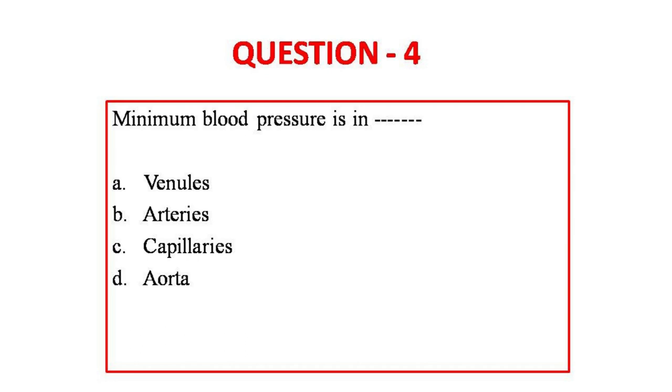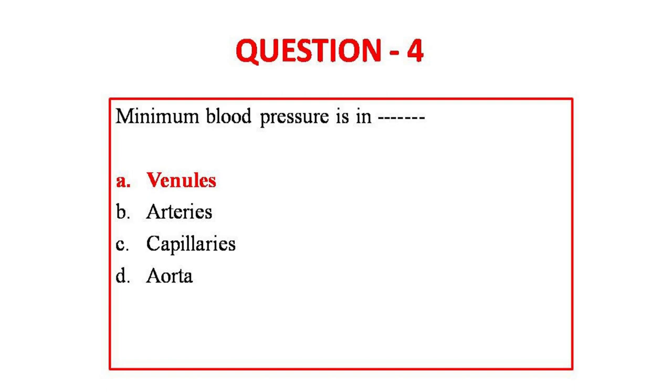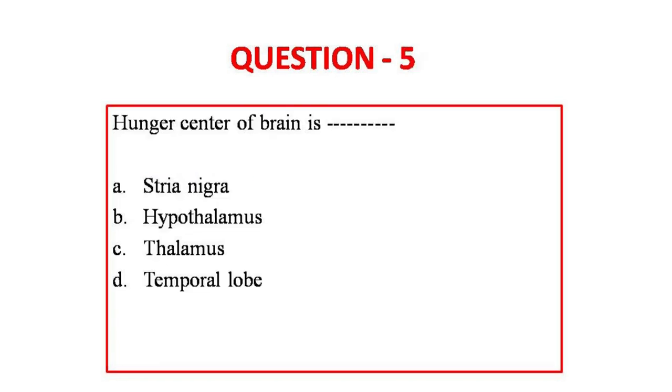So moving on to question number 4. Minimum blood pressure is seen in venules, arteries, capillaries and aorta. So the answer for this question is venules. See, venules are the smallest of the blood carriers. So they possess the minimum blood pressure. The arteries and aorta are going to be big, as well as the capillaries are small, but not as small as that of venules.